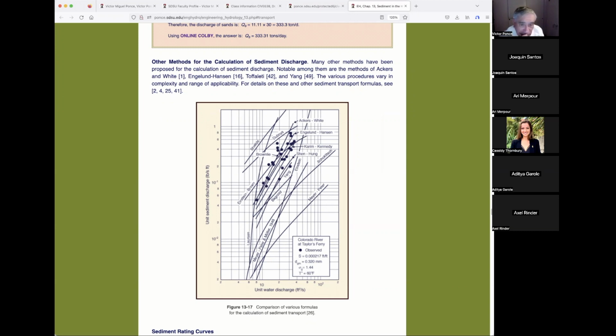There's Shields. Brownlie was a professor over at Caltech. I have not seen his data, but I'm surprised that he's in here. He's a well-known gentleman in the field. He was a professor at Caltech, Brownlie. Einstein, Brown. To be honest with you, I have not tried or used all these equations, so I can't really tell you firsthand about their behavior. What I know is the Colby 64, the modified Einstein, and the Ackers-White and Engelund-Hansen, which we had as part of our suite of models.